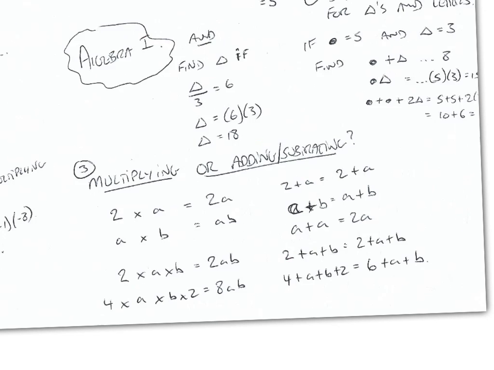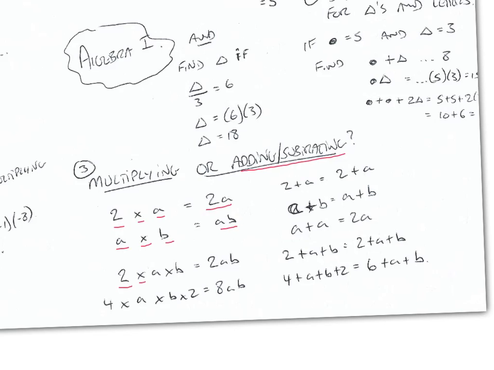And so let's take a bit of care here now when we look at, in algebra, multiplying, or adding and subtracting. So 2 times a, 2 multiplied by a, is 2a. A multiplied by b can be simply written as ab.